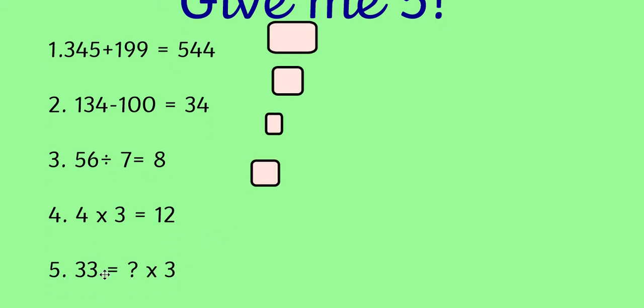And our last one, 33, is the same as something times 3. We can reverse that. 3 times something is 33. Now I know my 3 times table. I know that 33 is 11 times 3. Okay, so this answer is 11. Super work. Let's have a look then at our in focus problem for today.